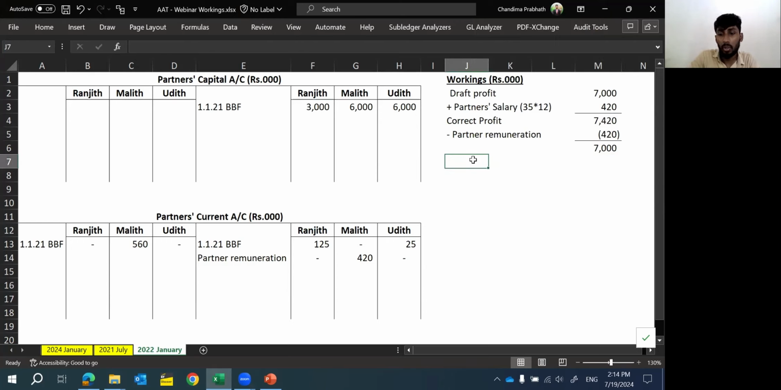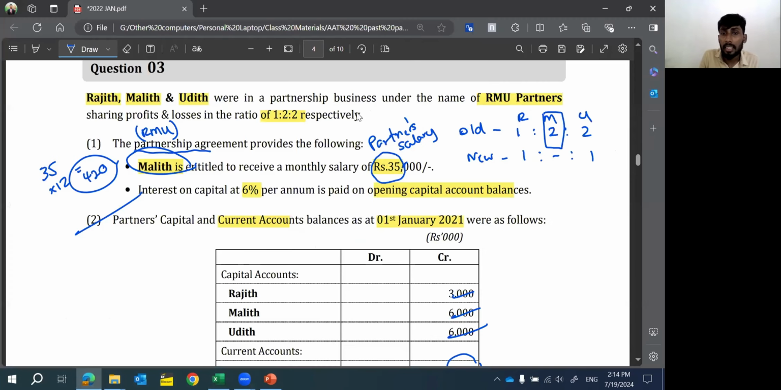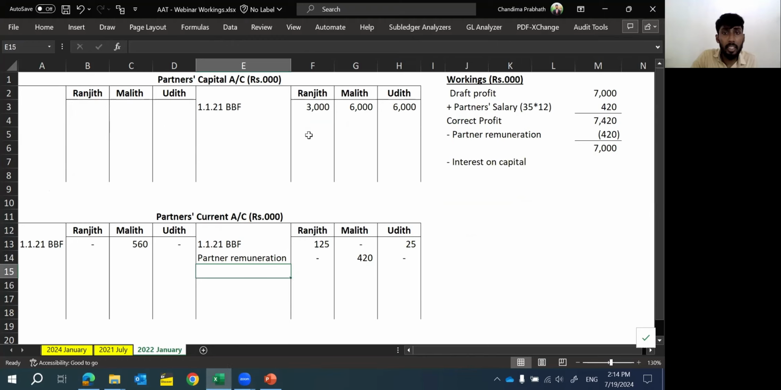For that, we need to give interest on capital. How to calculate the interest on capital? They say 6% per annum on the opening capital account balances. This is the opening capital account balances, 6%.